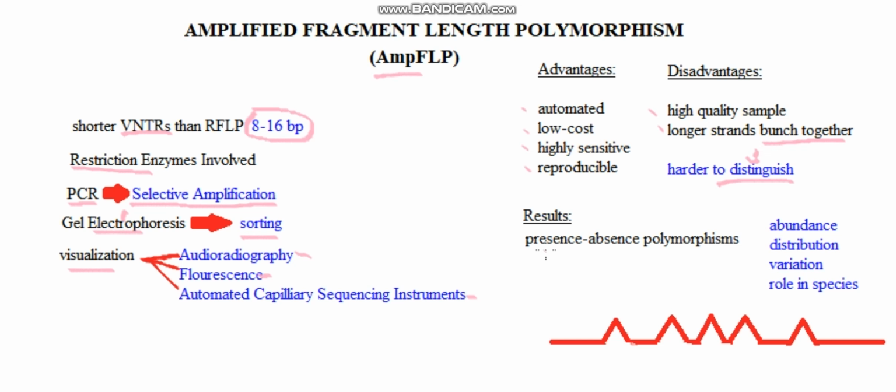As for the results, they are recorded as presence-absence polymorphisms, and they look something like this. The procedure can help to identify the abundance, distribution, variation, and the role of the polymorphisms in the different species.